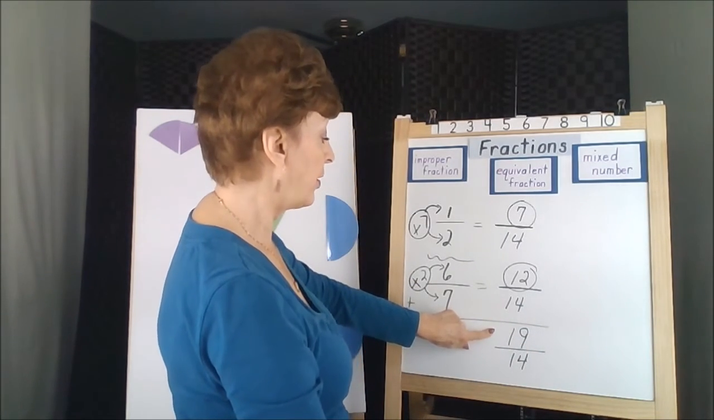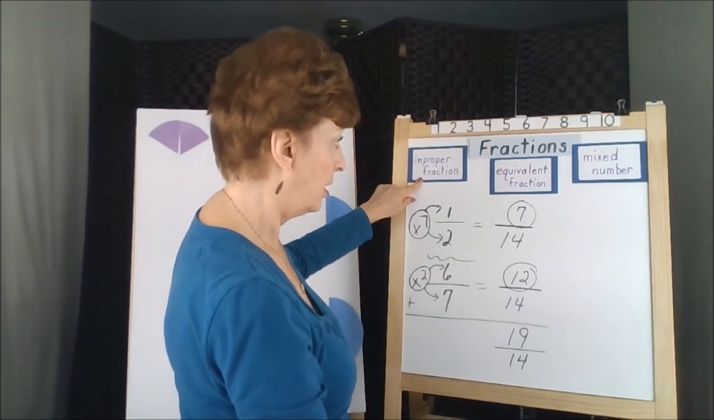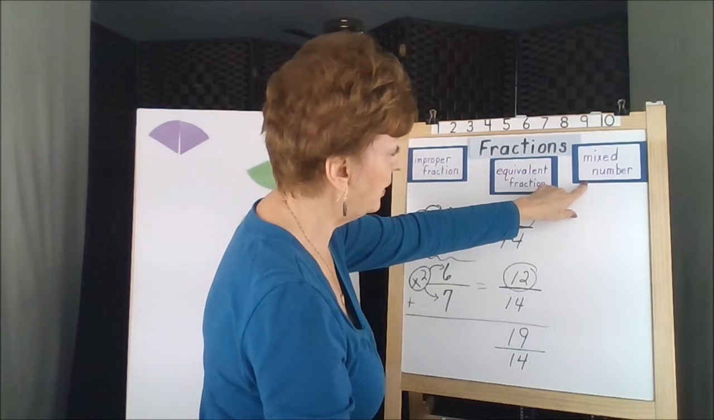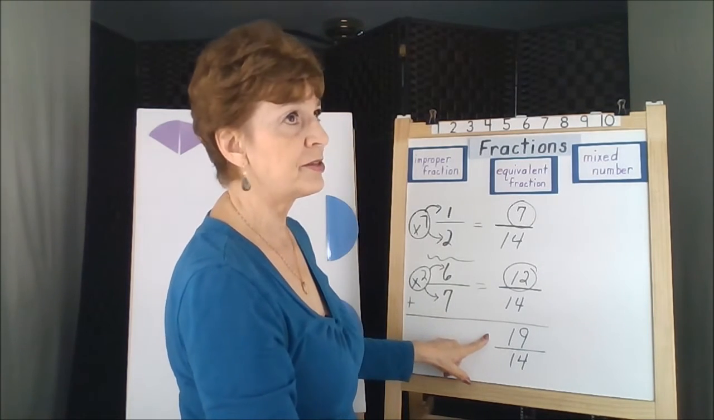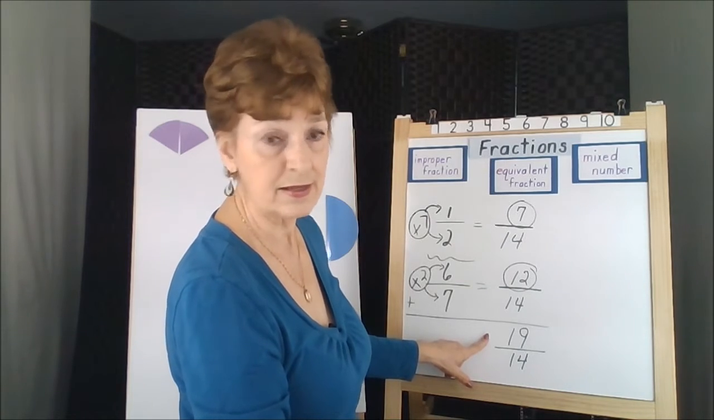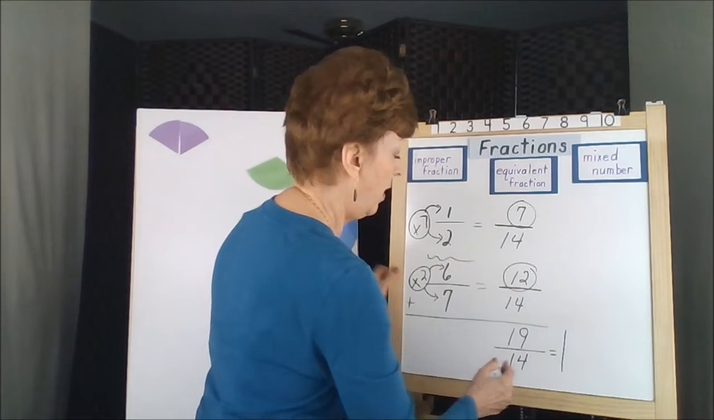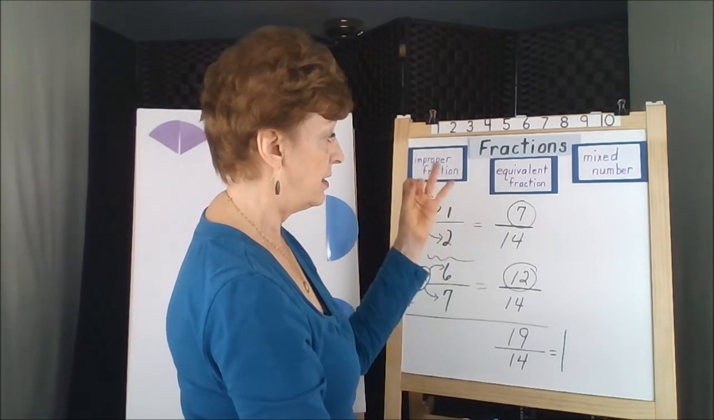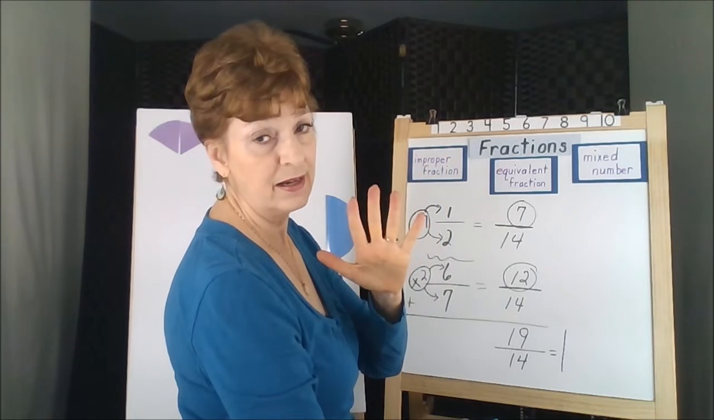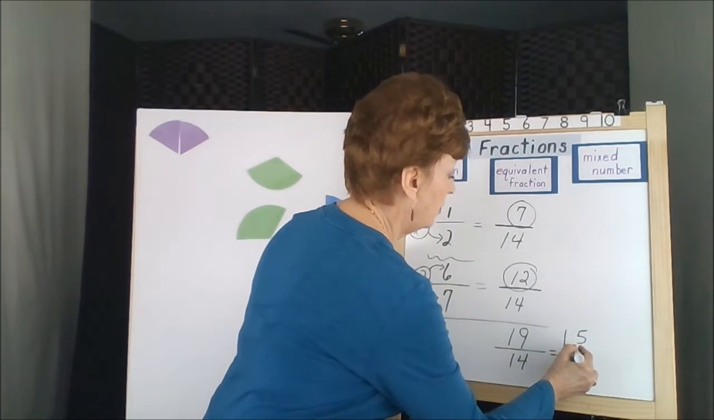19 is bigger than 14, so we've made an improper fraction. We are going to switch it and call it by a mixed number because it's too hard to understand what 19/14 is. But we could get one whole out of there. We can use up 14 of them. 15, 16, 17, 18, 19. There are 5 14ths left over.